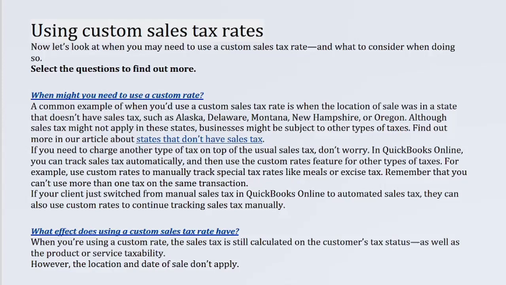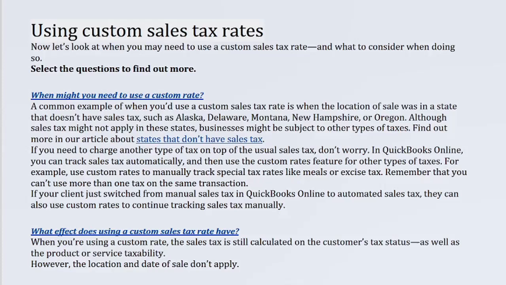A common example of when you'd use a custom sales tax rate is when the location of sale was in a state that doesn't have sales tax, such as Alaska, Delaware, Montana, New Hampshire, or Oregon. Although sales tax might not apply in these states, businesses might be subject to other types of taxes. Find out more in our article about states that don't have sales tax.